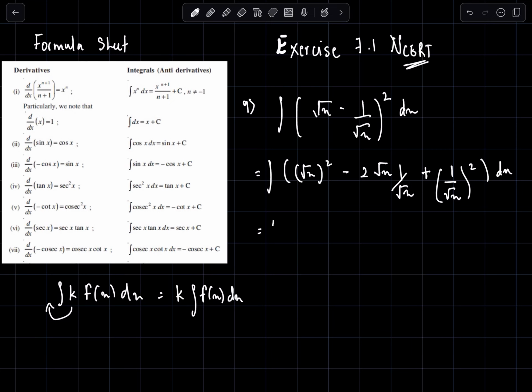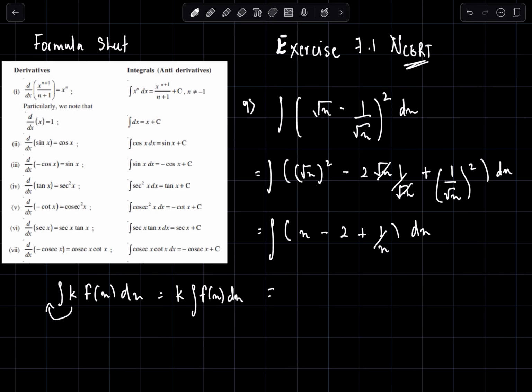Correct? So let's integrate. Integral of, the square root of x squared becomes x, minus, now root x and root x get cancelled because they're dividing each other, minus 2, plus 1 over root x the whole square is 1 over x, correct? Because 1 squared is 1 and root x squared is x dx. So let's integrate them individually.